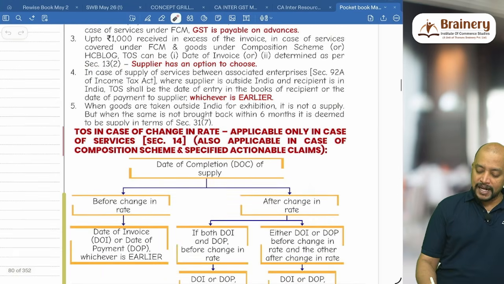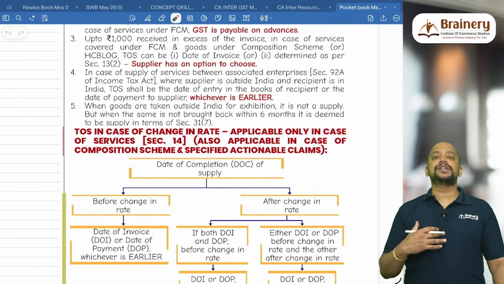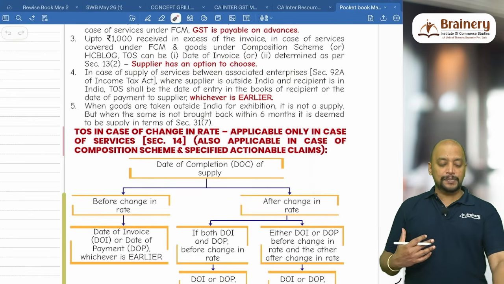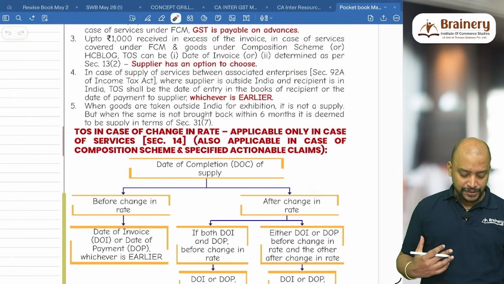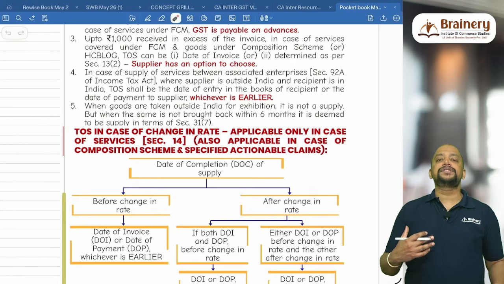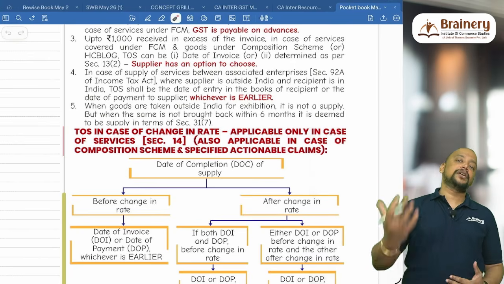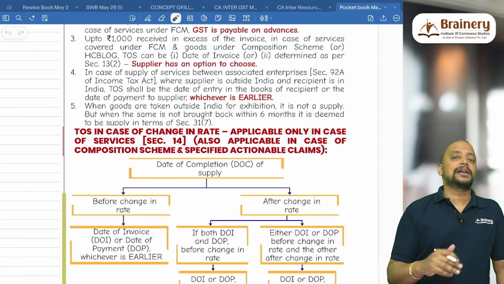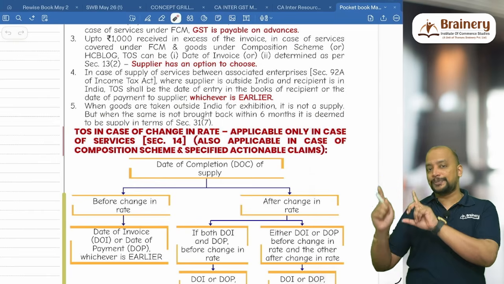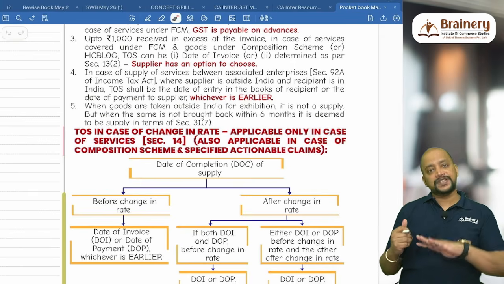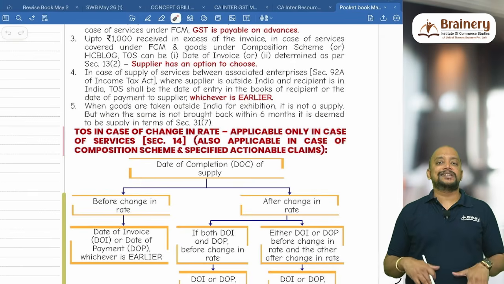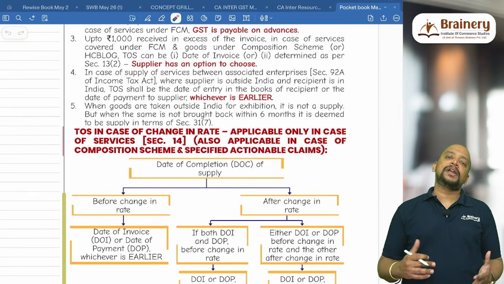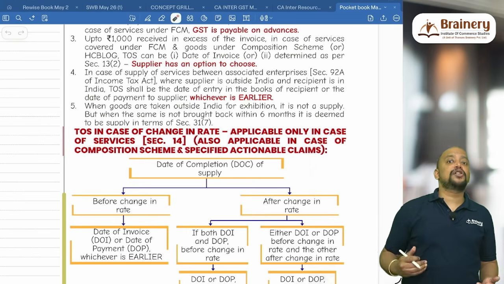Then 4, in case of supply of services between associated enterprises, whenever there is a supply between the associated enterprises, we need to see the associated enterprise, supplier located outside India and the recipient located in India. Associated enterprises as per Income Tax Act 1961 section 92A should be taken. Now we need to see import of services. Import of services covered under RCM. So what should be taken as the time of supply? The date on which payment is made to supplier or 61st day.